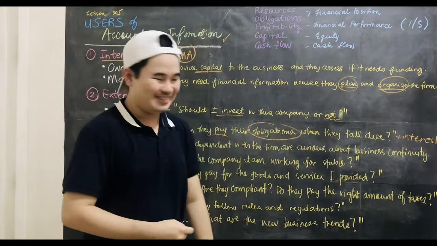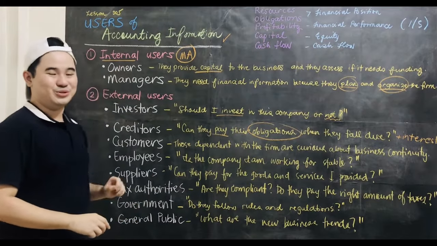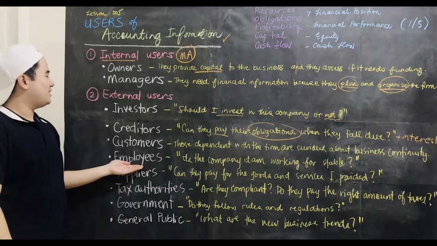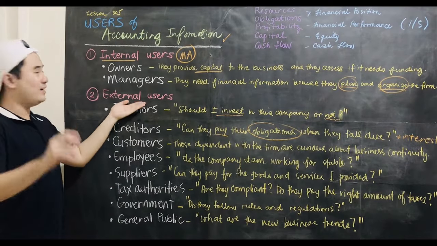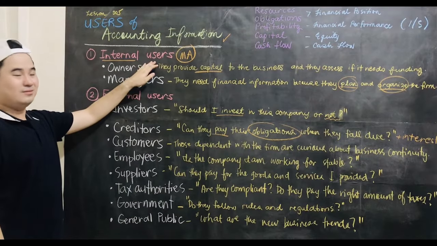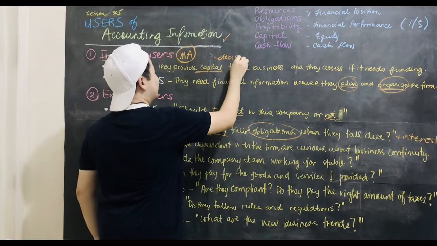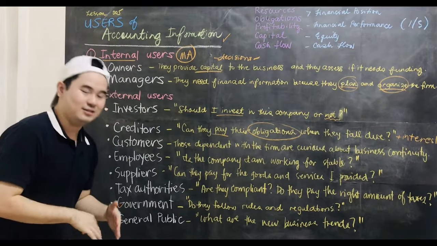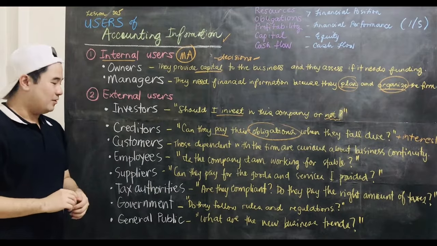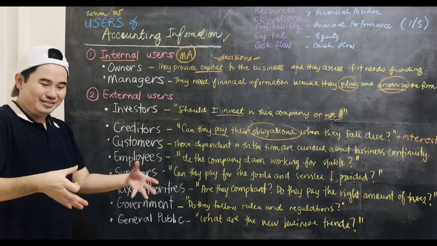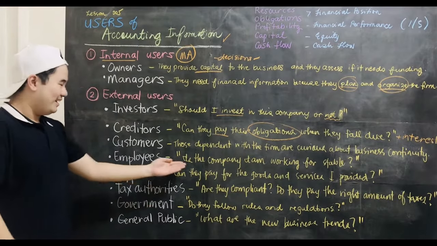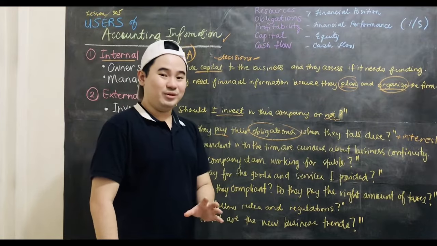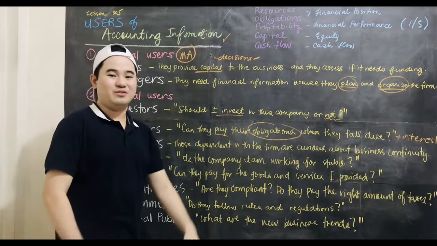Employees. Oops. Do not think that employees are internal users of accounting information just because literally they are inside the office building. No. Employees are considered external users of accounting information. Why? Because internal users of accounting information are the ones who make decisions. So, those who are in the lower ranks as employees are very curious about the company, if it will be able to sustain the business and pay them their salaries. Is the company I am working for stable? Magtatagal kaya tong kumpanyang pinagtatrabahuhan ko? Then the employees will also be curious about the accounting information of the company.